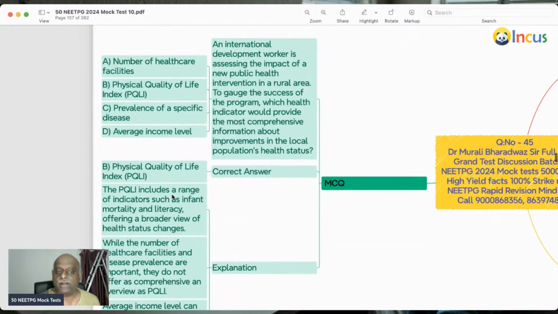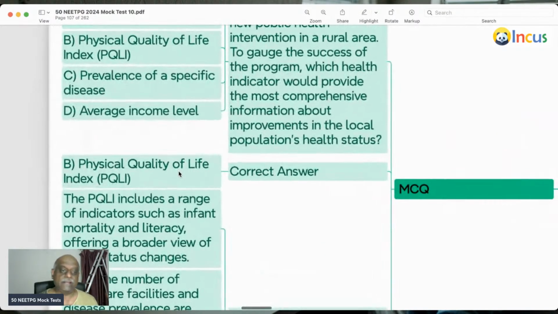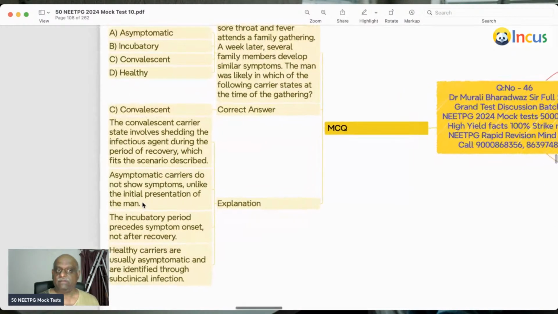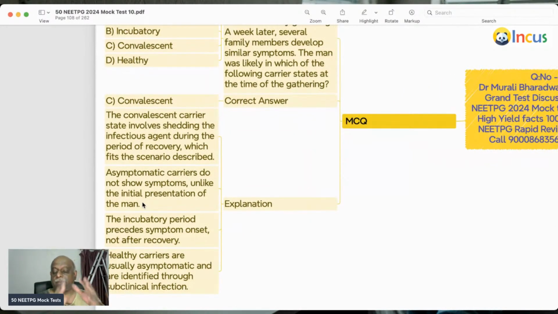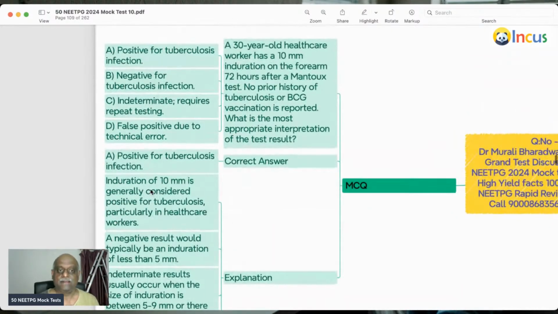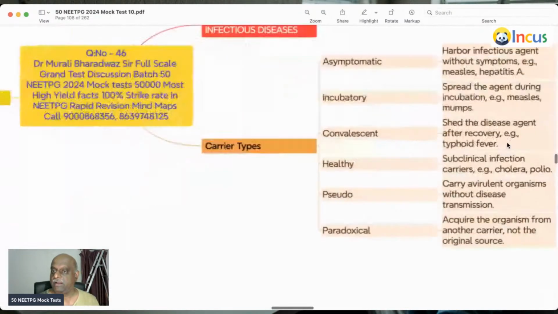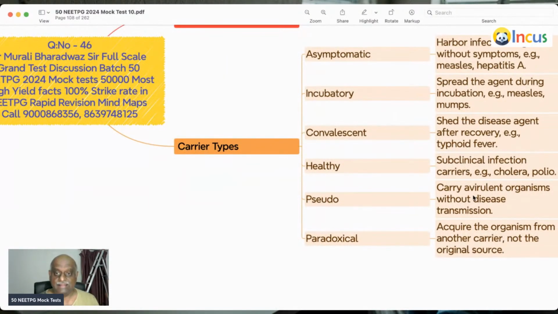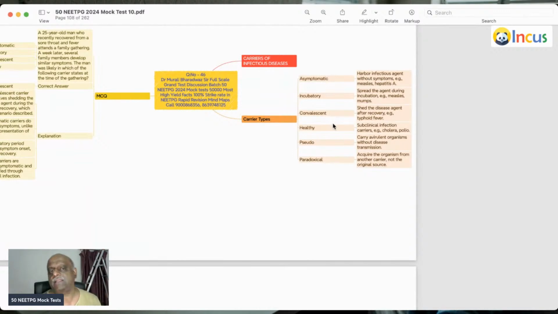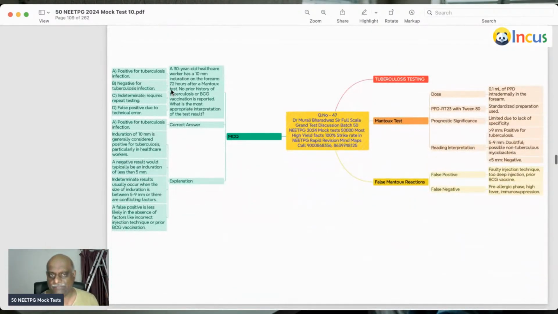Now, doctor, the Physical Quality of Life Index is the most comprehensive indicator of the improvement in the local population's health status. PQLI is the best. Whenever there is shedding of the infectious agent during the period of recovery, it is called a convalescent carrier. So once more, I leave the literature for you, doctor: incubatory, convalescent, healthy, pseudo, paradoxical, and an example for everything. So in one mind map, the whole revision will be completely done, okay?